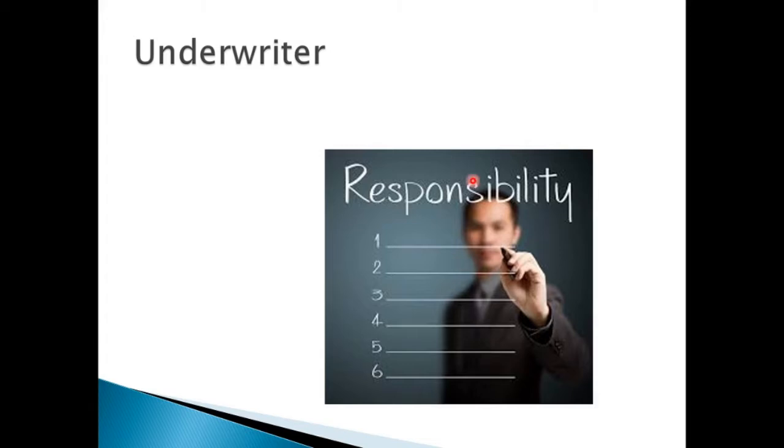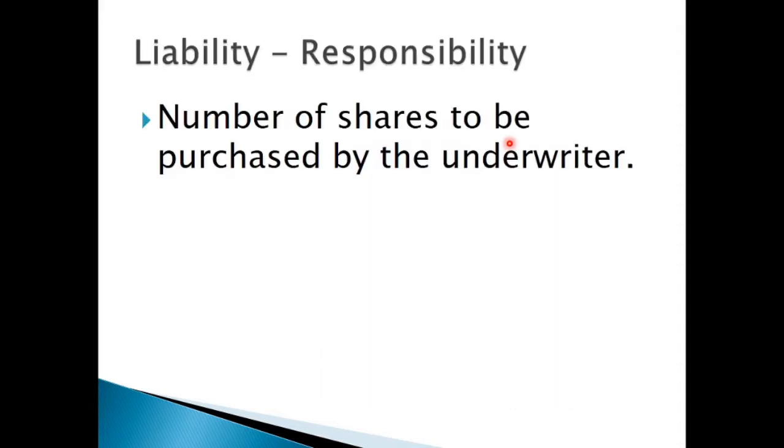The responsibility of the underwriter here is to subscribe to the shares which have not been subscribed by the public. That is, out of the total issued shares, if a part of it remains unsold, then the underwriter, as per the underwriting agreement, will be asked to take up those shares. So the underwriter's responsibility is that you need to determine the number of shares to be purchased by the underwriter.